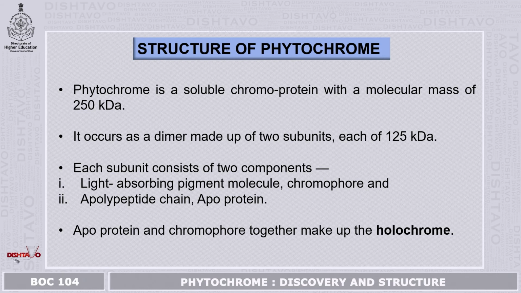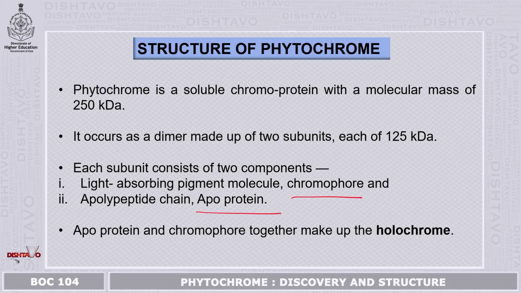Coming to the structure of phytochrome, phytochrome is a soluble chromoprotein, which means a protein which imparts color, with a molecular mass of around 250 kilodalton. It occurs as a dimer, that means it has 2 units and the weight is distributed equally, wherein each one will have 125 kilodalton. Each unit has 2 groups. So it consists of 2 components. One is the chromophore and the other one is the apoprotein.